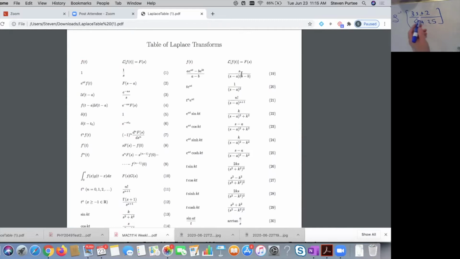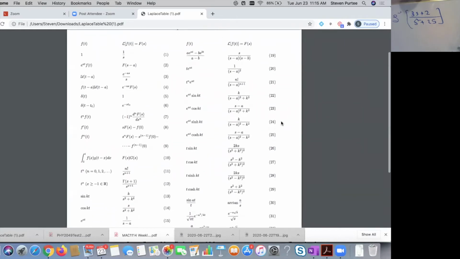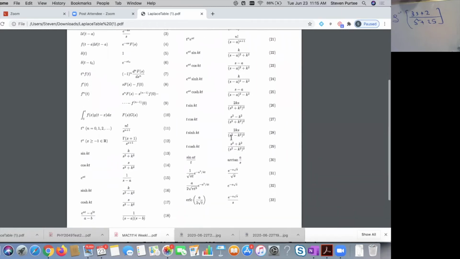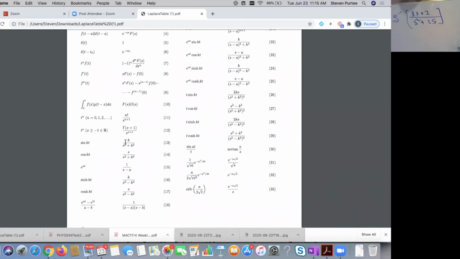However, the one we're working on, there's no formula that matches that. Don't try to get fancy and try to match up with these. It's not going to work out. We want to use these guys by separating this out. So I'm going to split this up. The s over s squared plus 25 will be a cosine. The 2 over will be a sine.